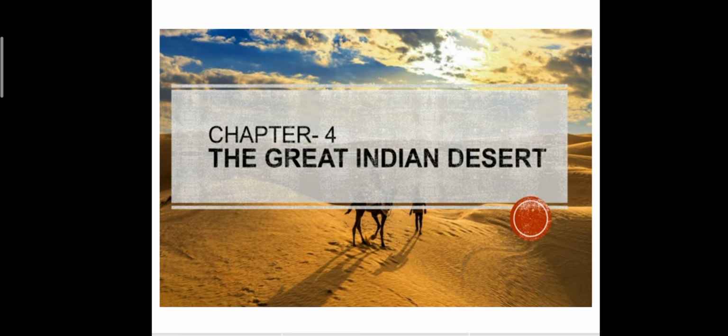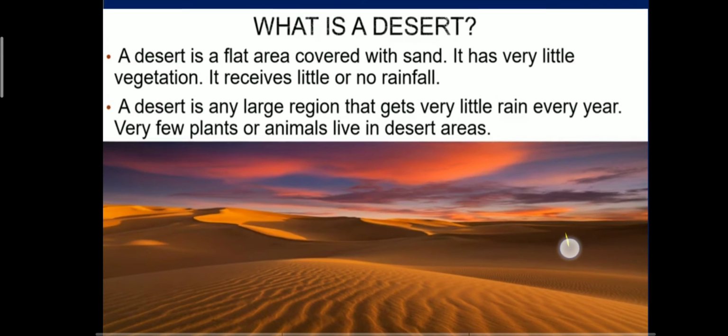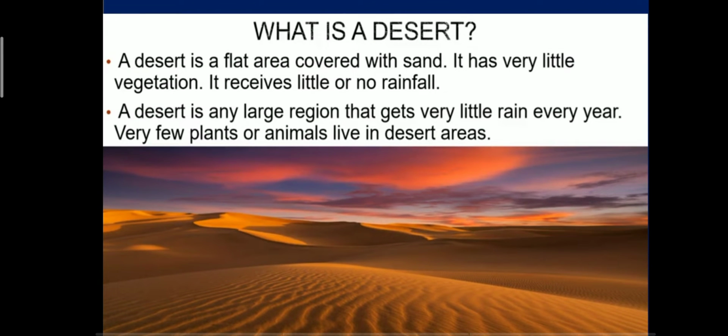So, first of all, children, what is a desert? A desert is a flat area which is covered with sand. It has very little vegetation and it receives little or no rainfall. So, we can say that a desert is any large region that gets very little rain every year and very few plants or animals live in the desert areas. So, this is a desert, and in this chapter, we are going to read about desert.